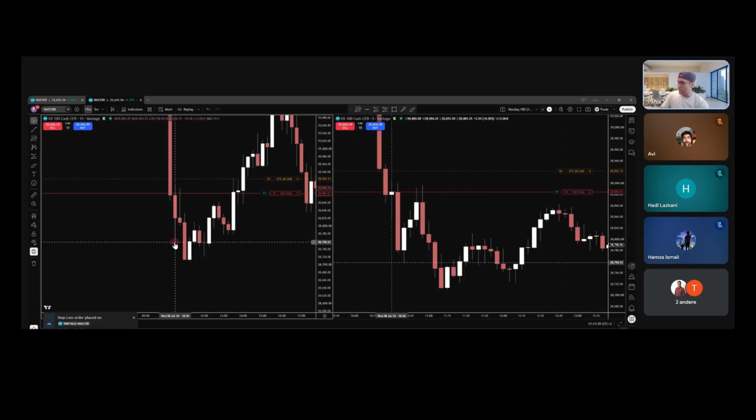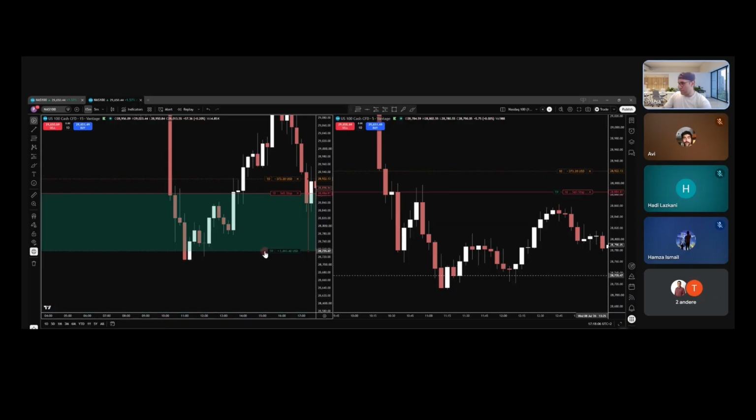I wait for the first candle in the 15-minute to close below the one here, below the wick that I have here. Okay, and I got out. I think with that one I got out.